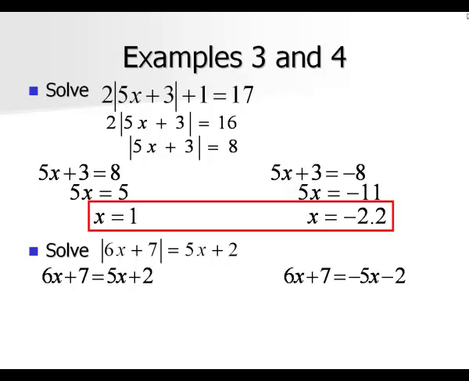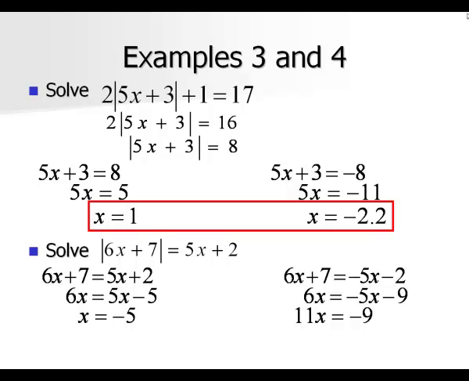Now we're going to solve for x in each equation by beginning by subtracting 7 to the right of each equation. In the first equation, you're going to subtract 5x to the left, but in the second equation, you're going to add 5x to the left. The first equation is done. We got x equals negative 5. The second equation, you have to divide by 11, and you get negative 9 over 11.